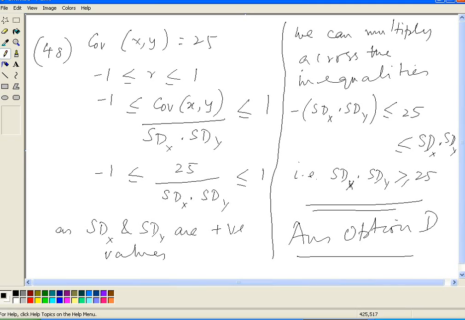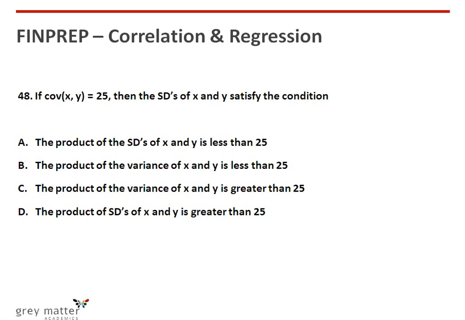As SDx and SDy are always positive values, we can multiply across the inequalities. So we get minus of SDx into SDy less than or equal to 25, which is less than or equal to SDx into SDy. That is, SDx into SDy is greater than or equal to 25. So the answer is option D. So out of the options provided, the last option, that is the D option, says the product of SDs of x and y is greater than 25.